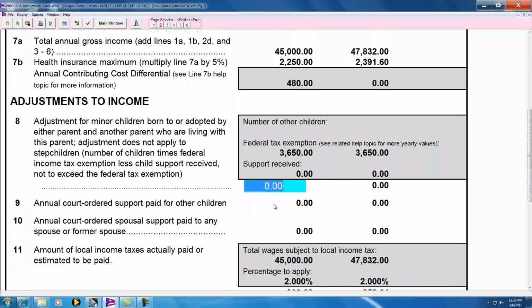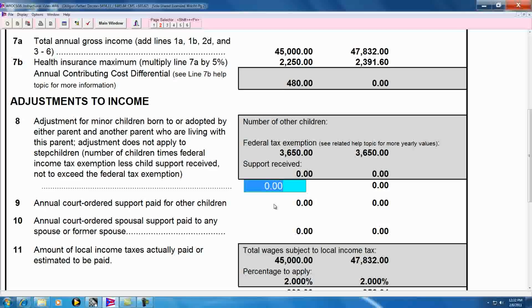Line 9 is for amounts of child support paid by one of the parties for the support of children not of this marriage. Here, a typical example might be amounts paid by a father to an ex-spouse with respect to a child born of that prior marriage.